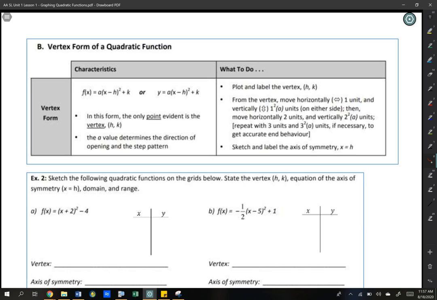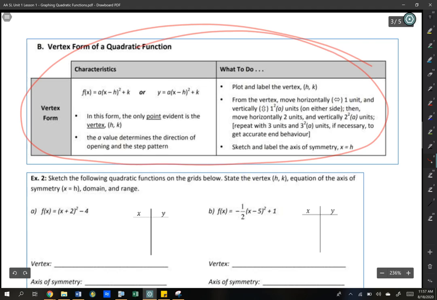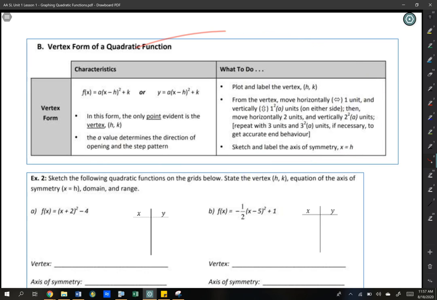We've talked a little bit already about vertex form of an equation and how it helps us. If it's in vertex form, why do we like it? Because we can look at it and we can know what the vertex is. All right, so a little bit of review reminder information right here. It says sketch the following quadratic functions on the grids below, state the vertex, the equation of the axis of symmetry, which is just going to be x equals h, the h part of the vertex, and provide the domain and range. All right.